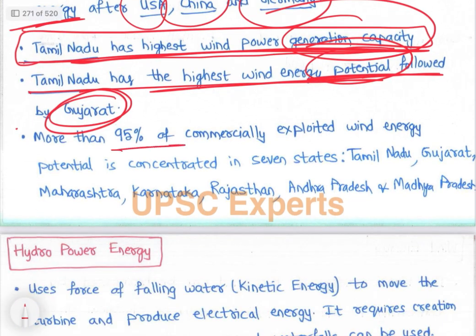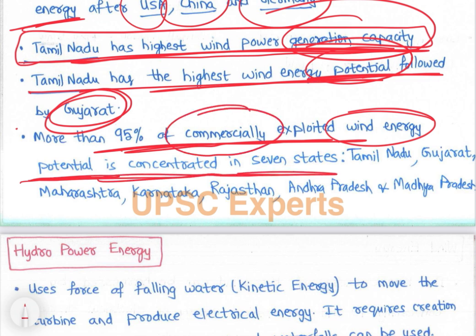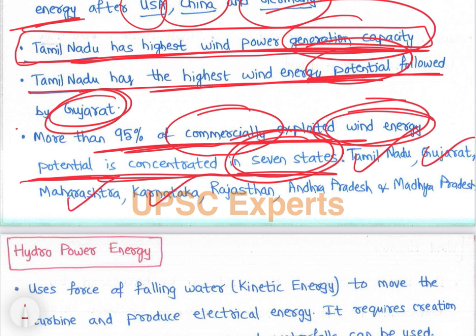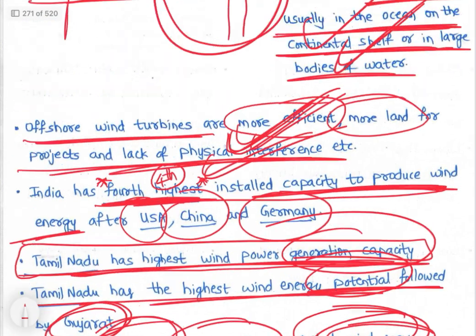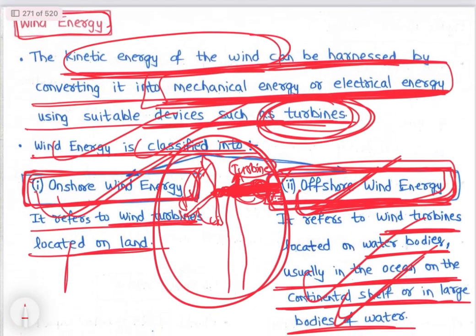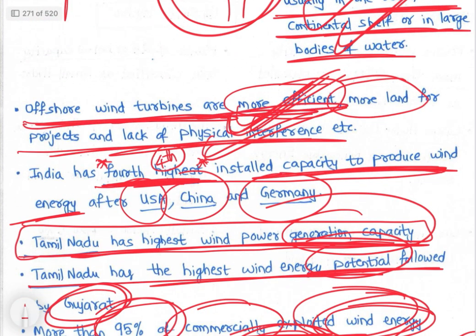Then more than 95% of commercially exploited wind energy potential is concentrated in 7 states. That is Tamil Nadu, Gujarat, Maharashtra, Karnataka, Rajasthan, Andhra Pradesh and Madhya Pradesh. Right? So in 7 states there is commercially viable wind energy potential, and 95% is there. So that is about wind energy. Right? So easy. India is the 4th largest producer and offshore wind energy is more efficient.